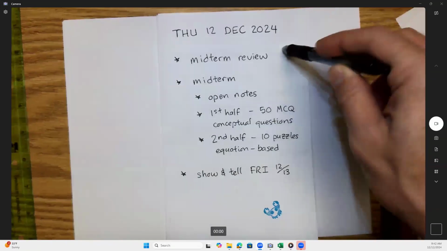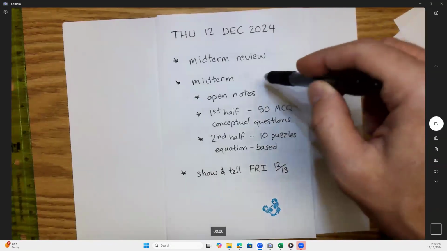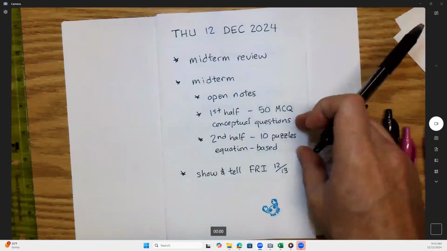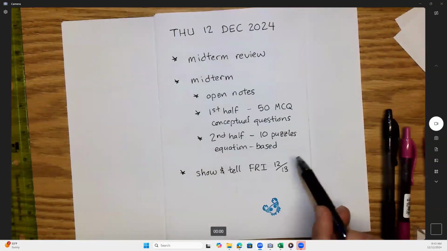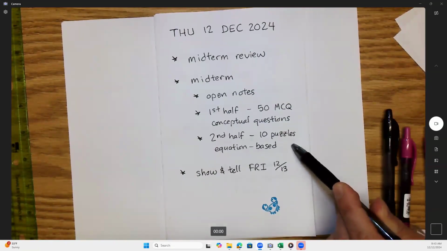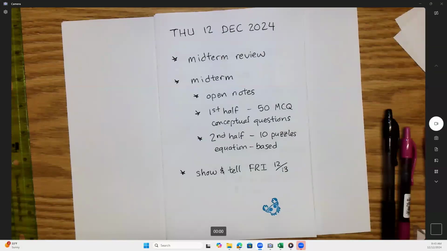We're going to continue this midterm review. You guys know the midterm is open notes. It's in two halves. The first half are 50 conceptual questions, which come straight off the study guide page that we're going over the answers yesterday and today. The second half is 10 puzzle questions, equation based, right? So you have to set some equations and solve. Looks a lot like the quizzes that you guys have been taking this semester. There's one or two questions per unit for the whole semester. And you guys have a show and tell opportunity tomorrow.